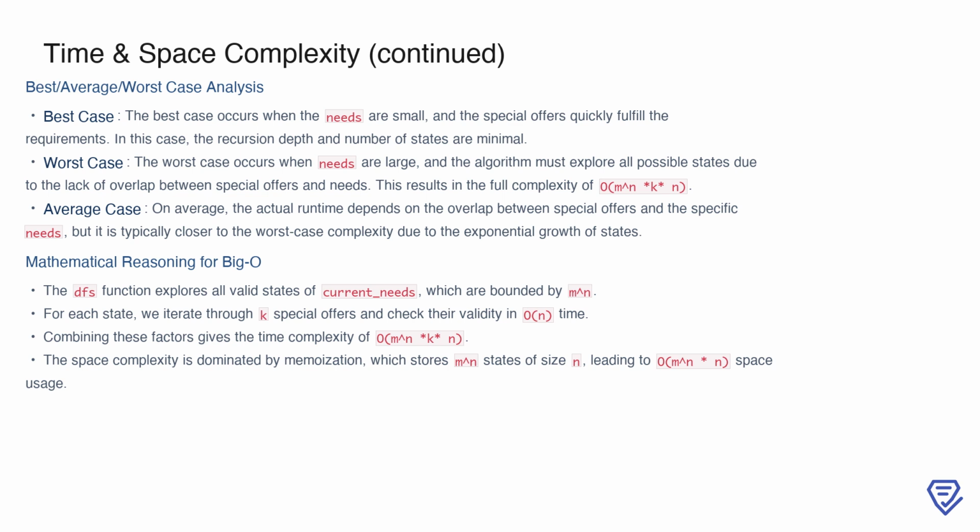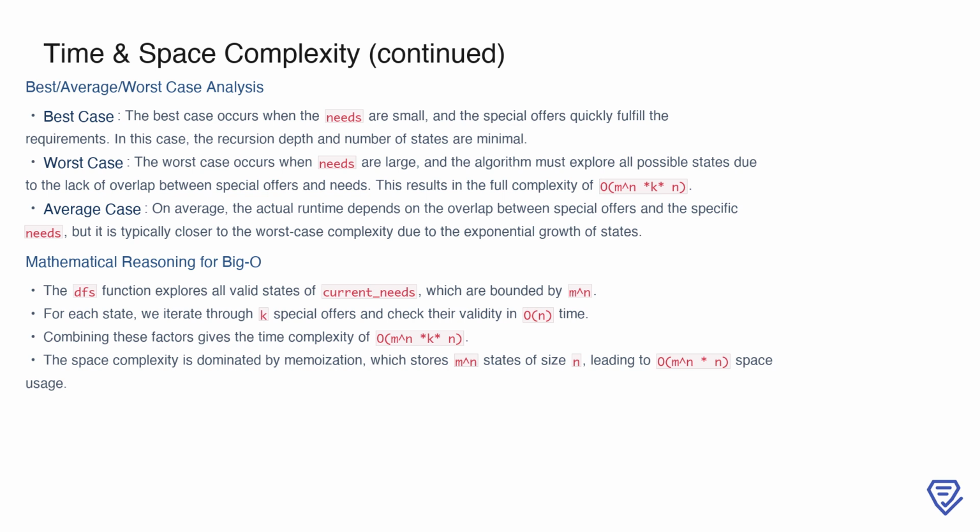Now, let's analyze the algorithm in terms of best, average, and worst-case scenarios. In the best case, the needs are small, and the special offers align well with the requirements, leading to minimal recursion depth and fewer states. The worst case occurs when the needs array is large, and there's little overlap between the special offers and the requirements. This forces the algorithm to explore the full state space, resulting in the maximum time complexity of m to the power of n times k times n.